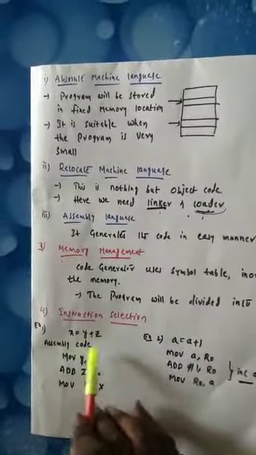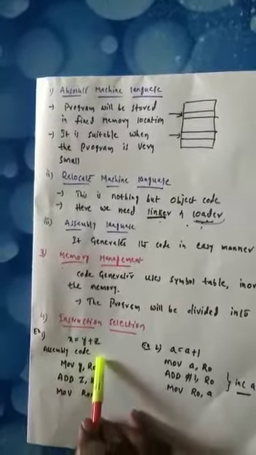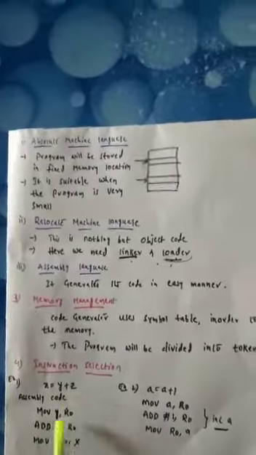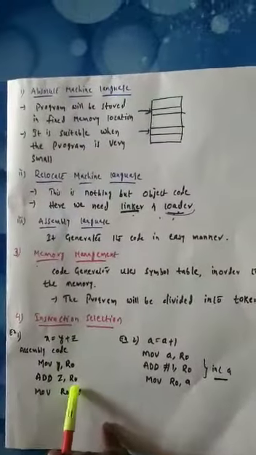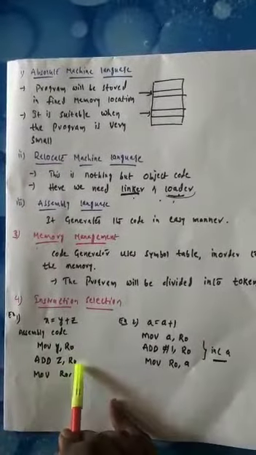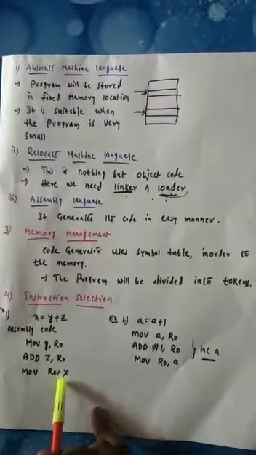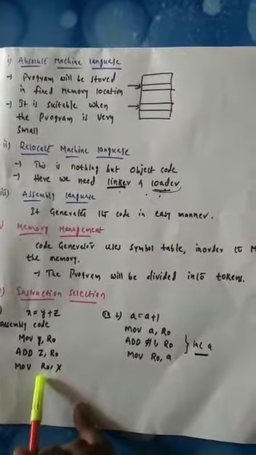So here the assembly language code for the above instruction is move y comma r0. The contents of y are stored in the register r0. The second one is add z comma r0, since x equals y plus z. The third one is move r0 comma x. So finally the result is stored from the register r0.